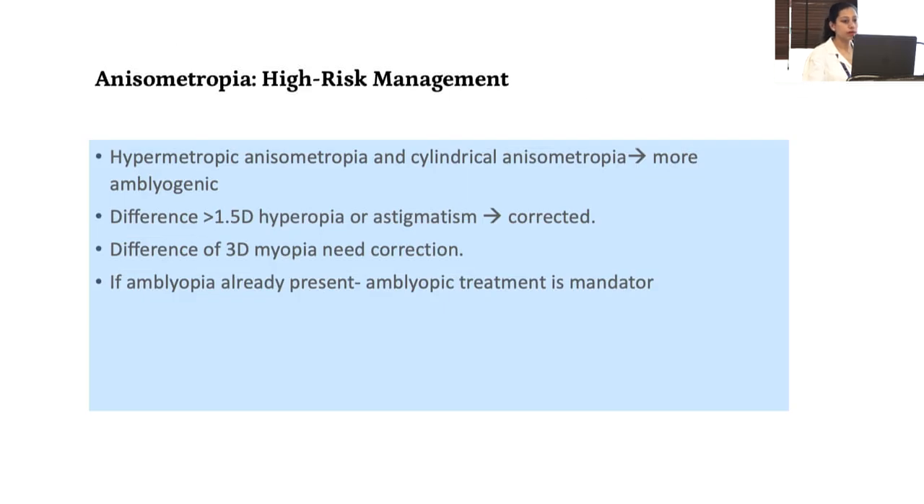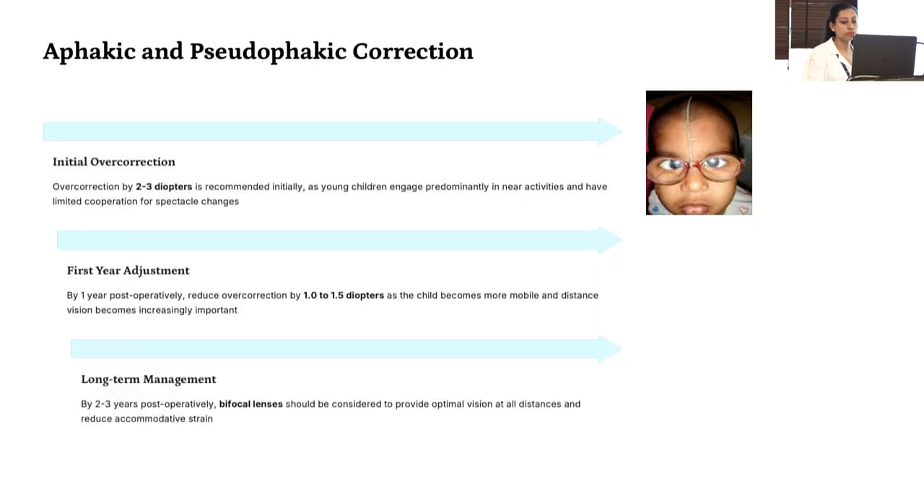Anisometropia is again a high risk area. Hypermetropic anisometropia and cylindrical anisometropia produces more amblyopia. So a difference more than 1.5 diopters in case of hyperopia and astigmatism needs correction. In myopia, you can be till 3 diopters. If there is amblyopia, you should treat the amblyopia as well.